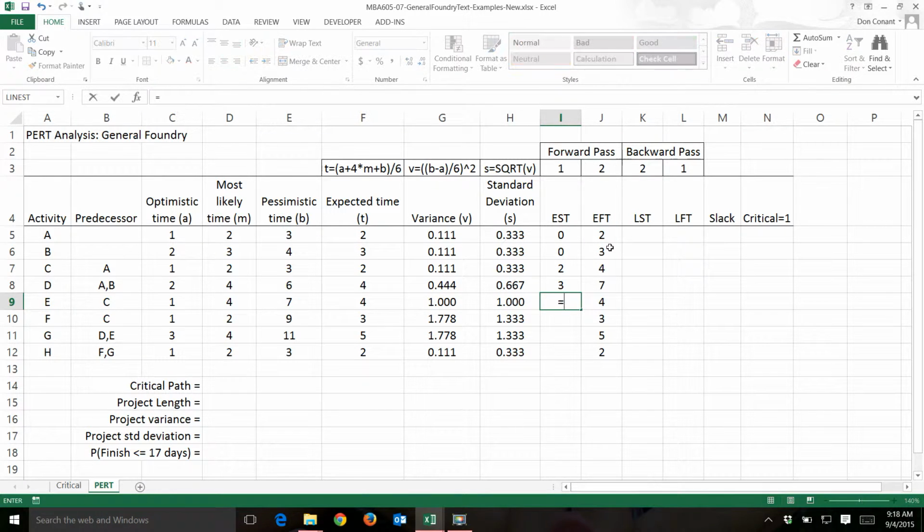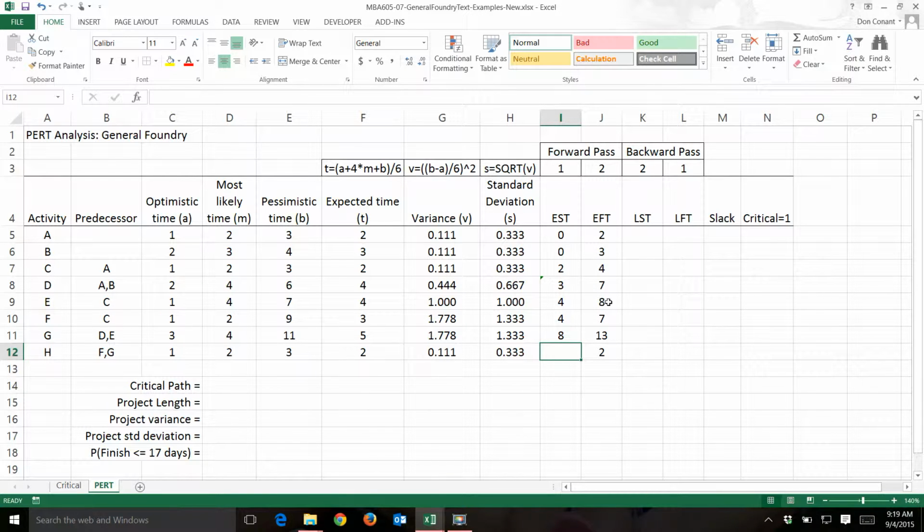Activity E is preceded by activity C, so the earliest start time for activity E is the earliest finish time for activity C. The same with activity F, looking up here to activity C. Activity G is preceded by both activities D and E, so it's the max of the finish times of activities D and E.